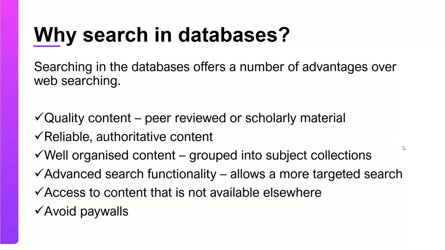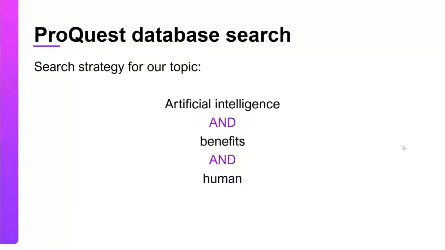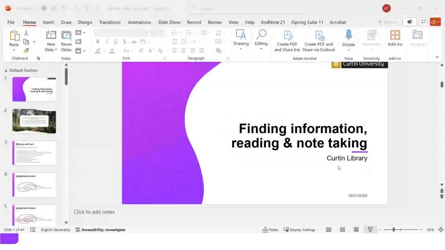There's usually access to content that isn't available elsewhere. Again, don't pay for stuff you do not have to, because Curtin pays for you, so let them pay, right? So in ProQuest, we would have just this basic search. We would have our keywords, artificial intelligence benefits, and say humankind.